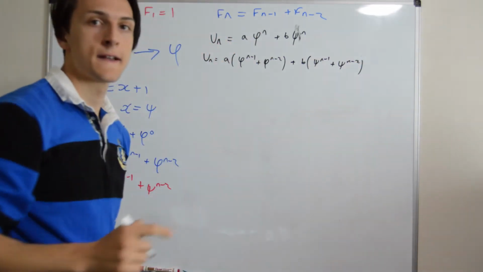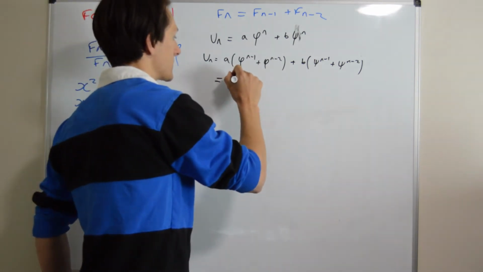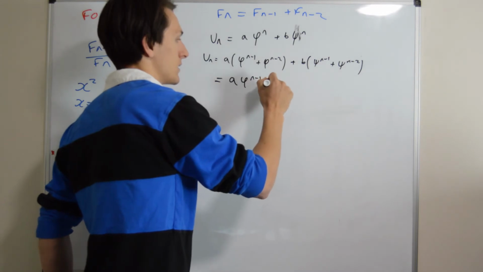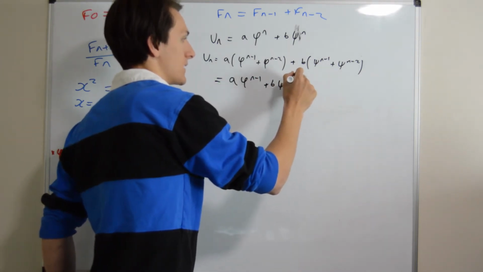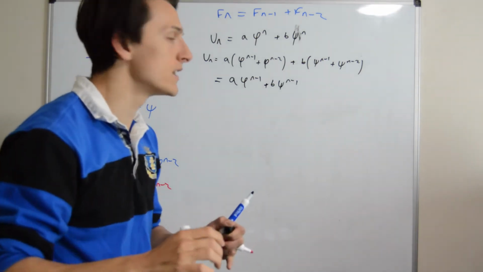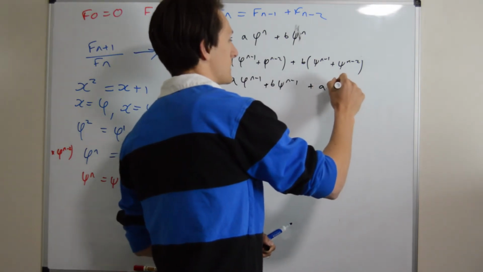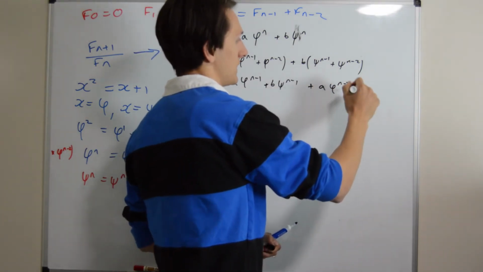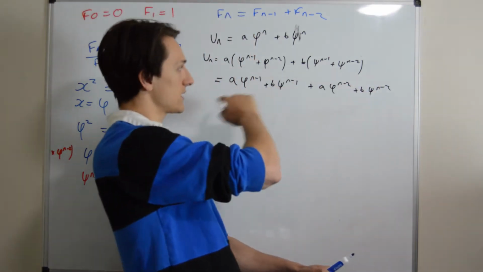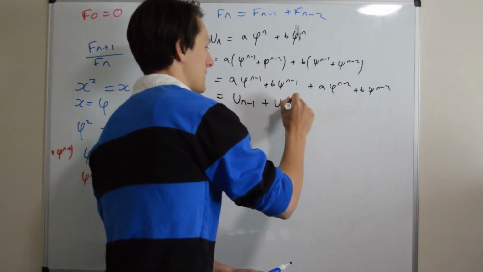Okay? And now let's just collect the terms of the same powers. So this is equal to a times phi to the n minus 1 plus b times psi to the n minus 1. Now let's collect the terms with a power n minus 2. So we have plus a times phi to the n minus 2, and then plus b times psi to the n minus 2. And this is equal to u to the n minus 1 plus u to the n minus 2, right?